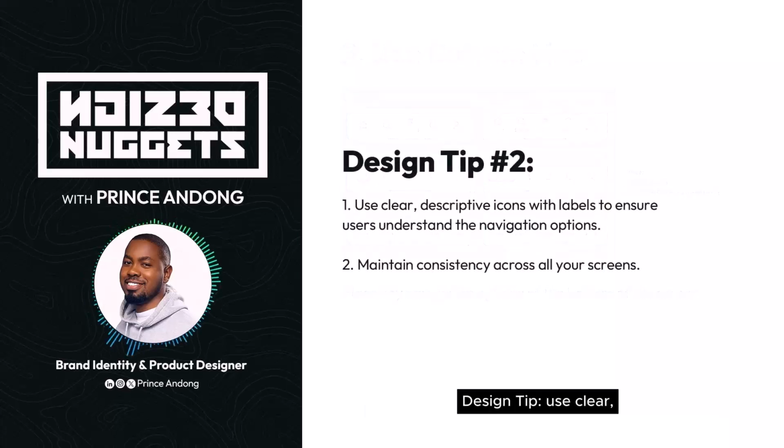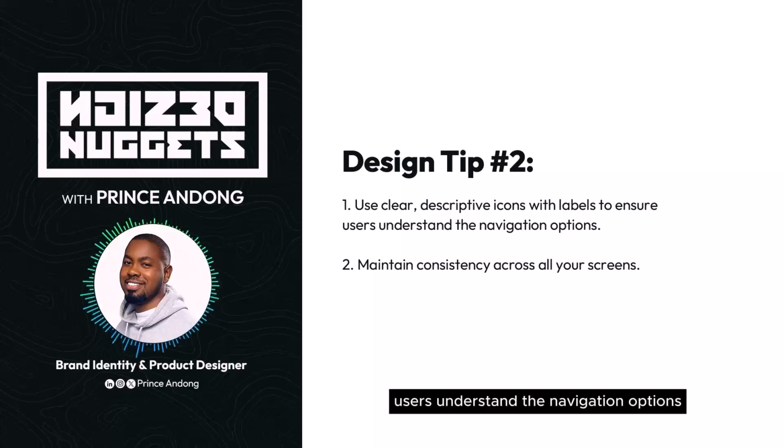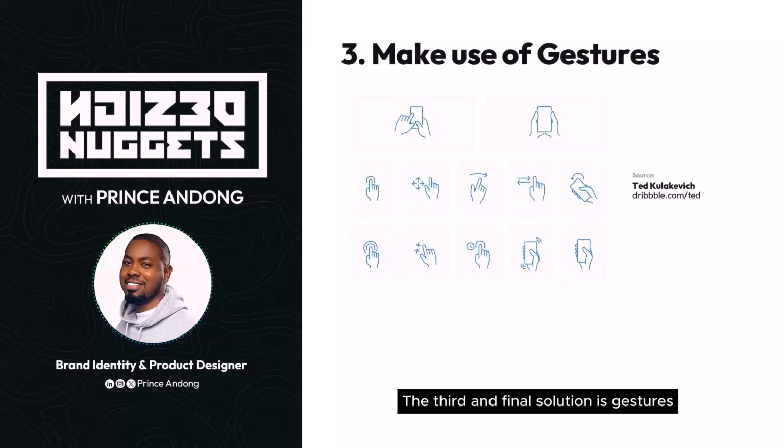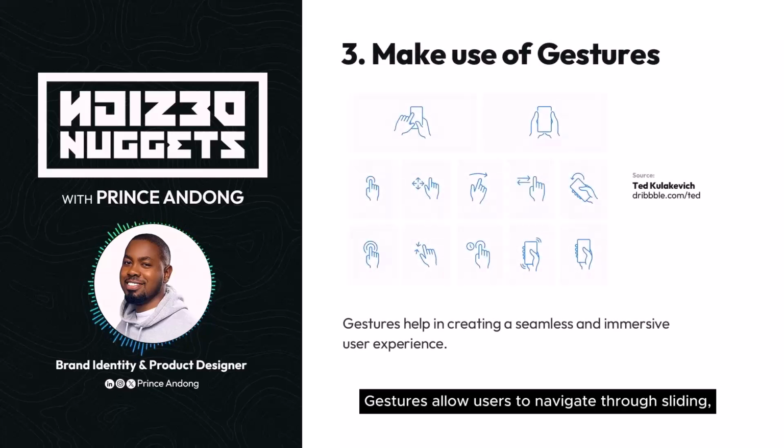Design tip: use clear descriptive icons with labels to ensure users understand the navigation options, and also try your best to maintain consistency across all your screens when you're designing. The third and final solution is gestures. Gestures allow users to navigate through sliding, swiping, pinching, or other touch gestures. It helps in creating a seamless and immersive user experience.